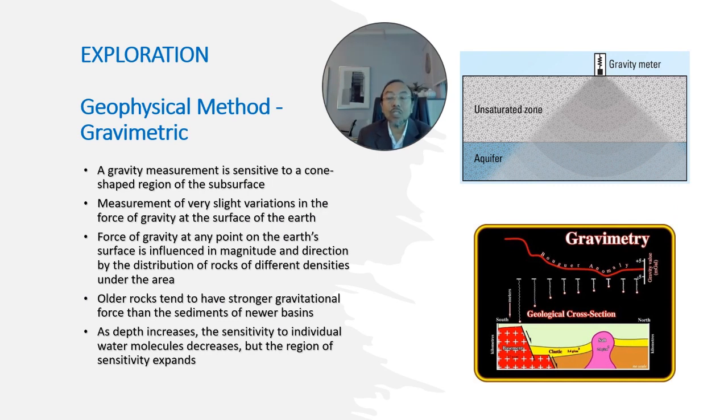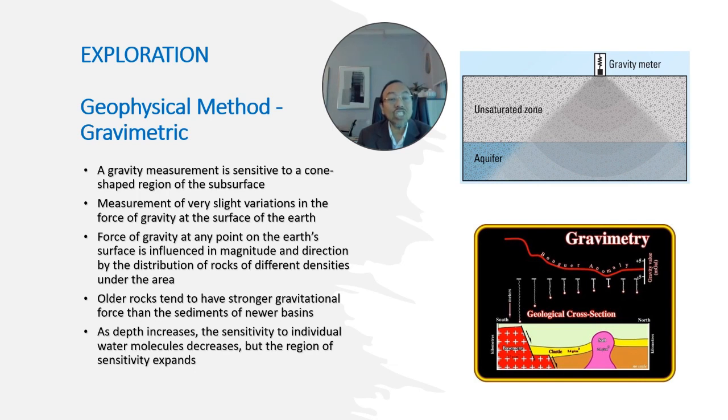The last exploration method is the geophysical method. The first geophysical method is gravimetry. A gravity measurement is sensitive to a cone-shaped region of the subsurface. Gravimetric prospecting is a physical technique which is able to identify anomalies in the gravity acceleration generated by contrast in density among bodies in the subsurface.